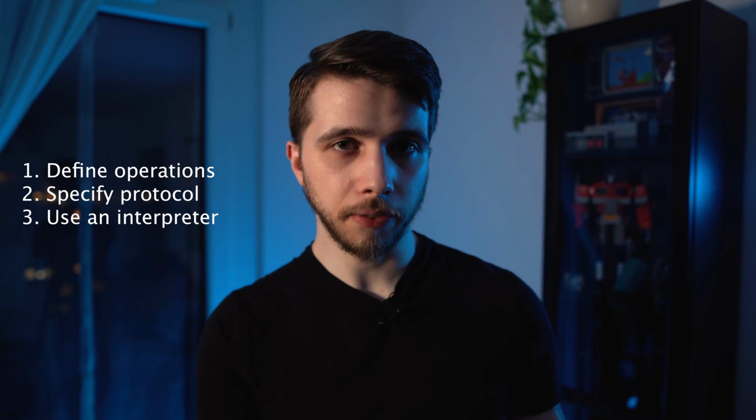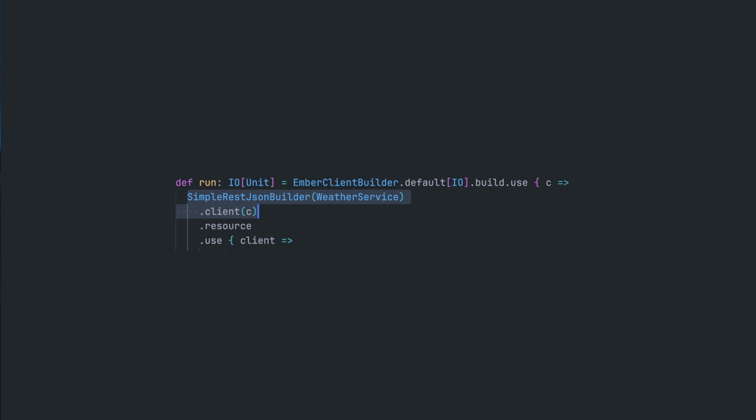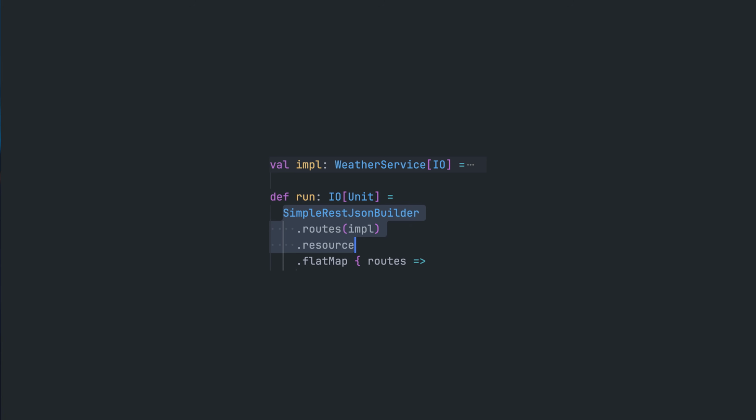Once you have a protocol attached to your service definition, you need to get yourself an interpreter. The interpreter is something that is aware of the protocol semantics and can take any service definition that conforms to this protocol and transform it into something that runs with that protocol. In the case of, let's say, the simple REST-JSON protocol provided by Smithy 4S, you get an interpreter that gives you an HTTP4S based client or HTTP4S routes for your service.